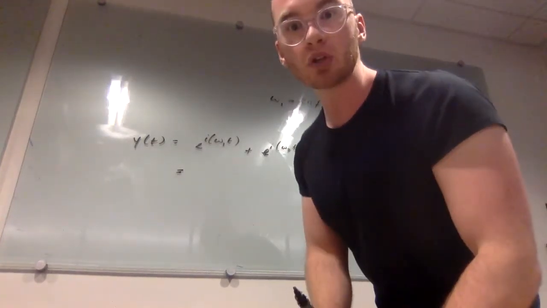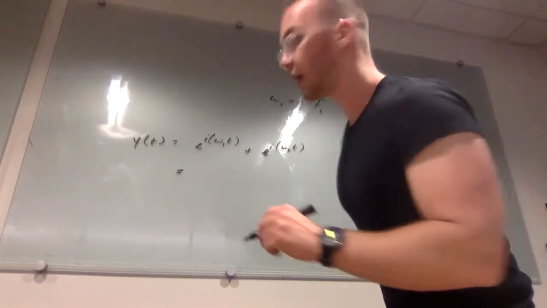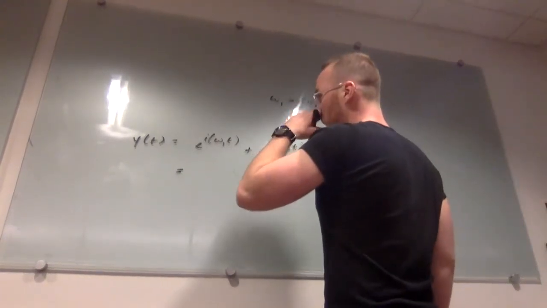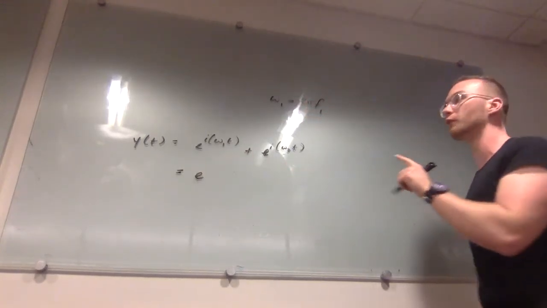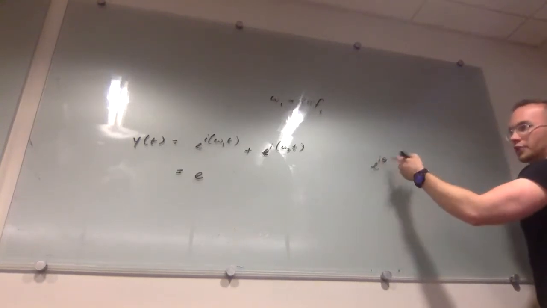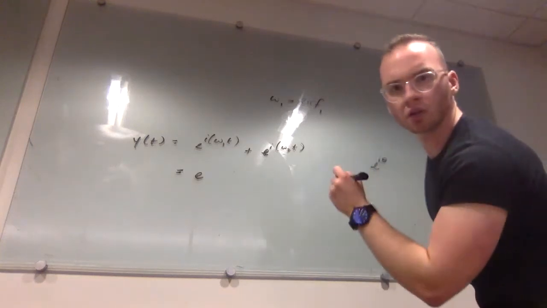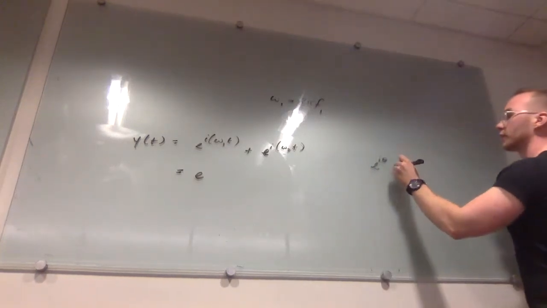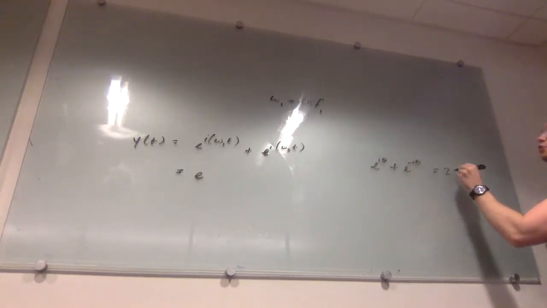But anyway, what we could do is say this is equal to, we could factor out something. If we get something like e to the i theta, for some number theta, plus e to the minus i theta, we know that this is 2 cosine theta, right?